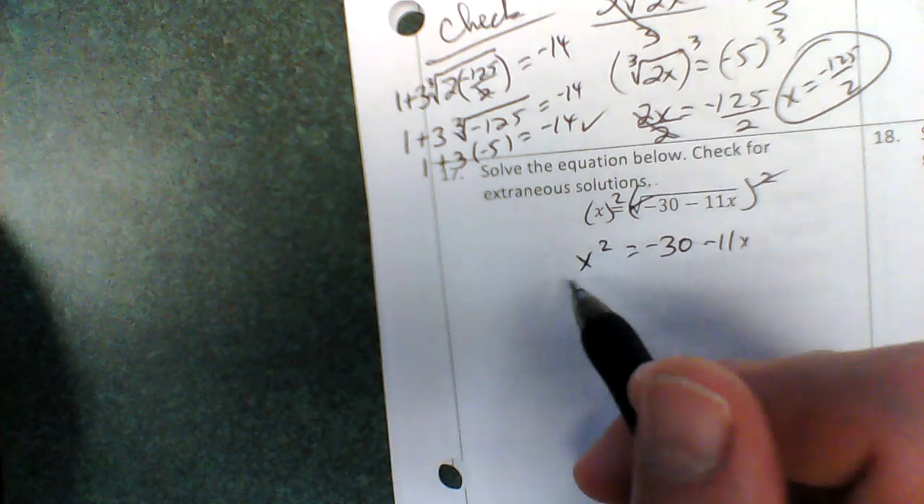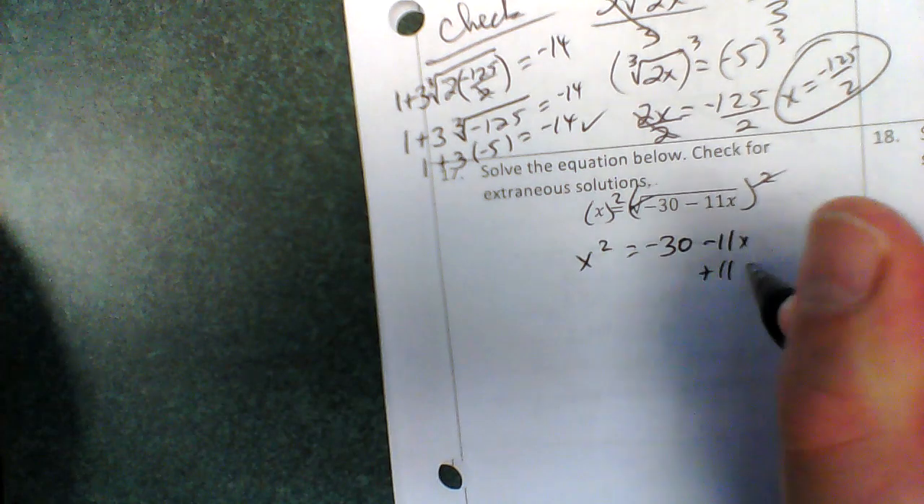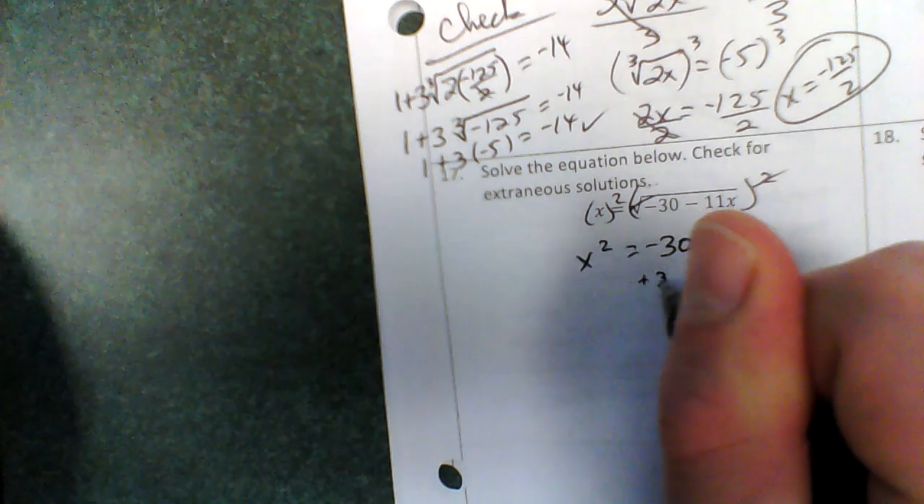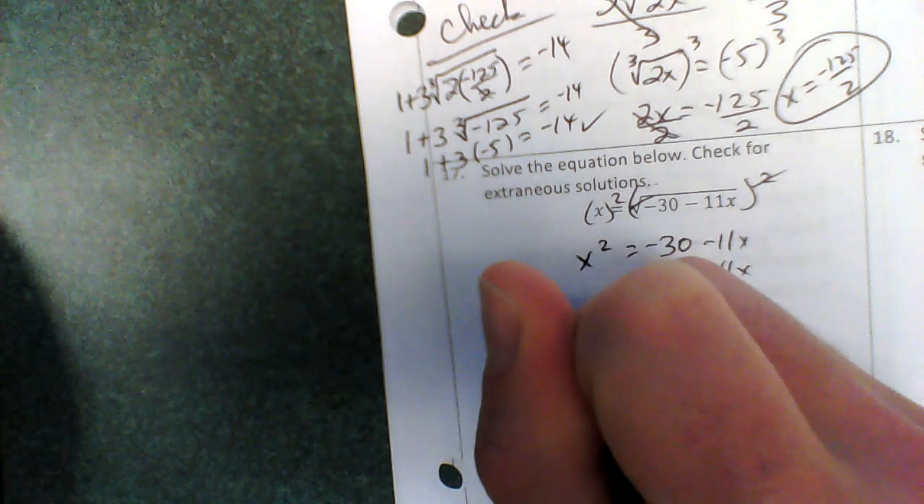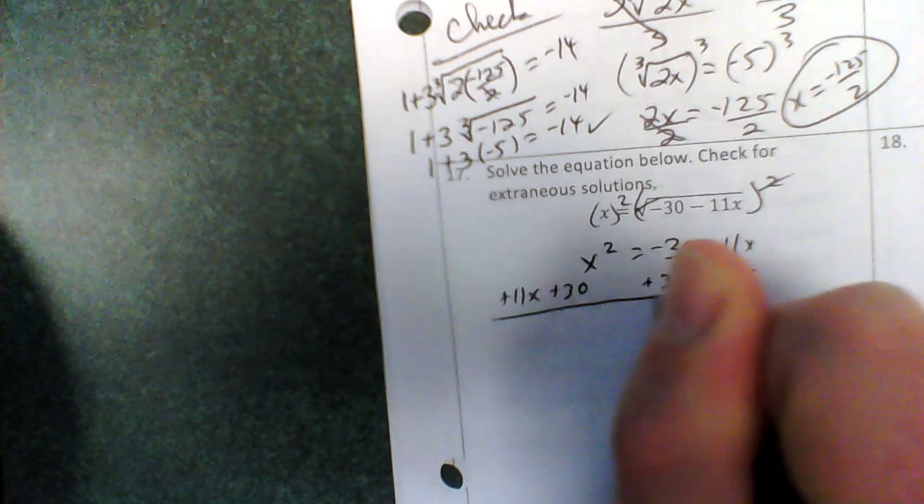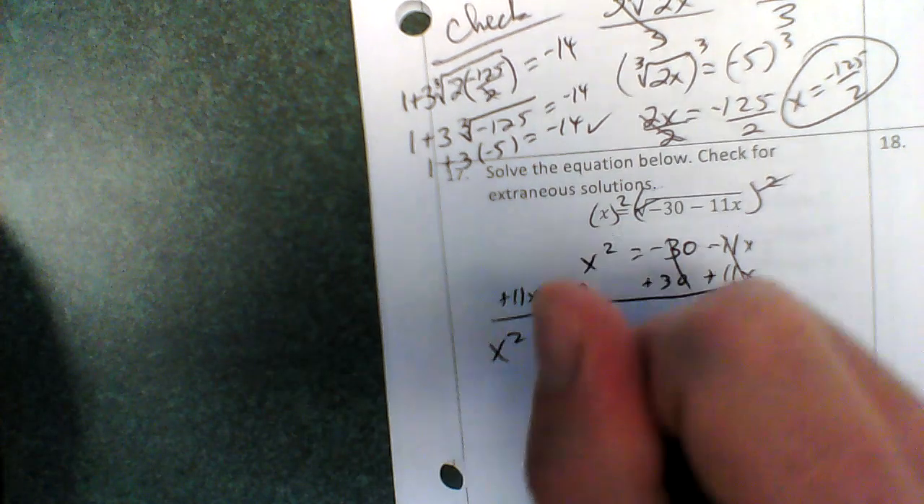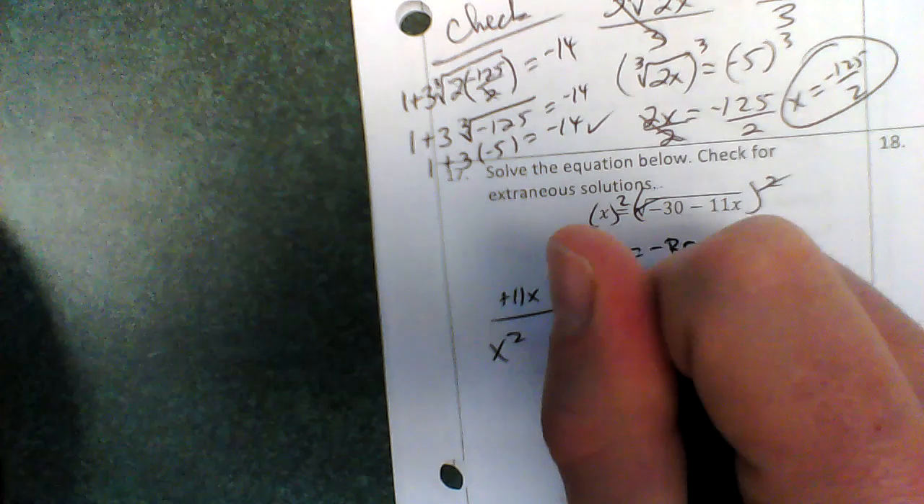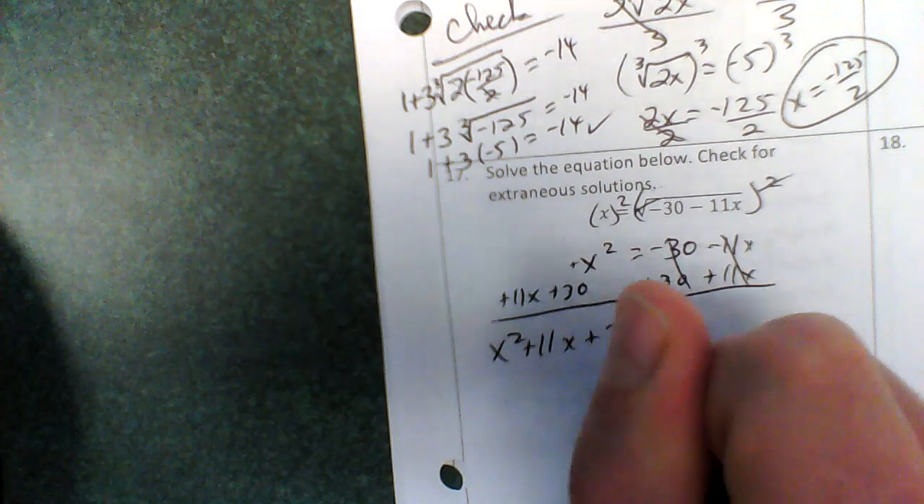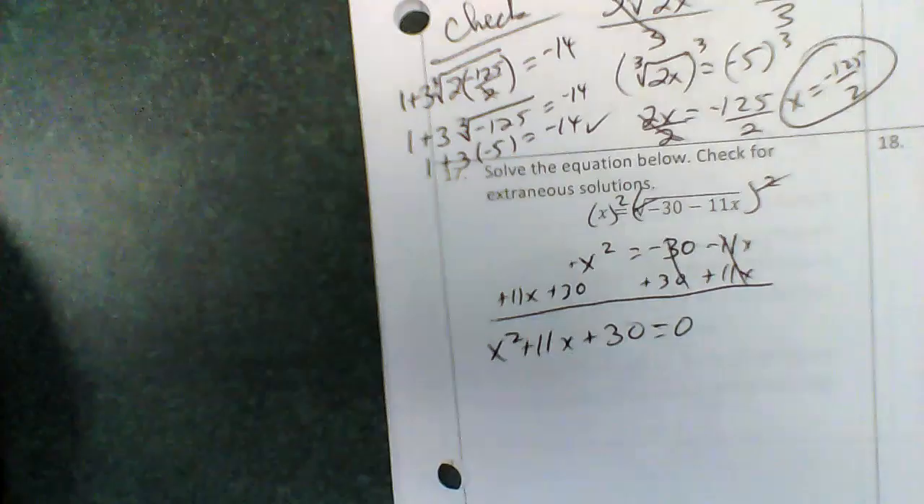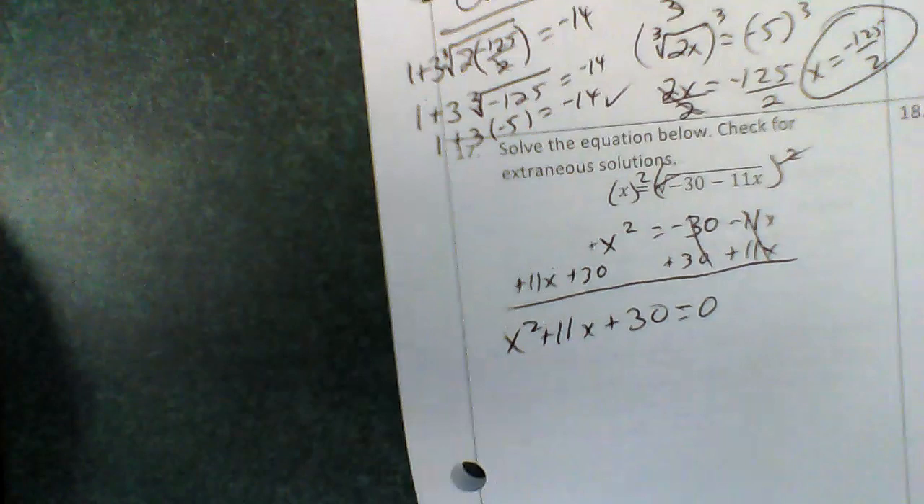And it's quadratic, and there's no way it's going to simplify out, so we have to gather and solve. So add 11x and add 30. I'm going to rearrange these terms so the a term is first. It's a positive x squared plus 11x plus 30. So you have your a, b, and c. So you could set this up for the quadratic formula.